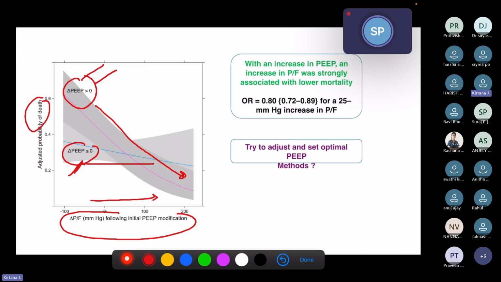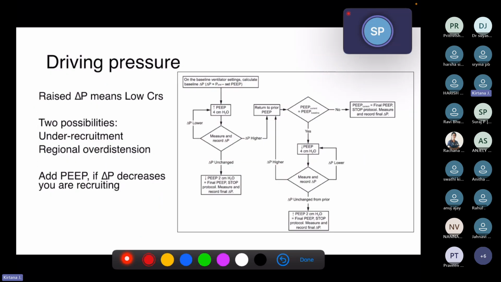Therefore, there is a strong case that we should try and set the optimal PEEP, because if you go towards the optimal PEEP, your PF ratio will increase and you can expect some difference in mortality. If the PEEP increases and the PF ratio increases, it's good to increase the PEEP. If the PEEP decreases and the PF ratio increases, it's good to decrease the PEEP. Therefore, you have to set the optimal PEEP.